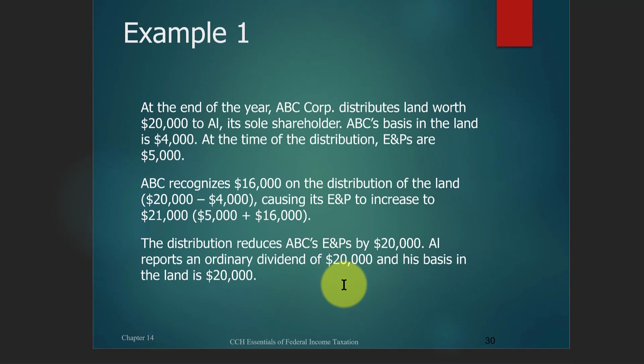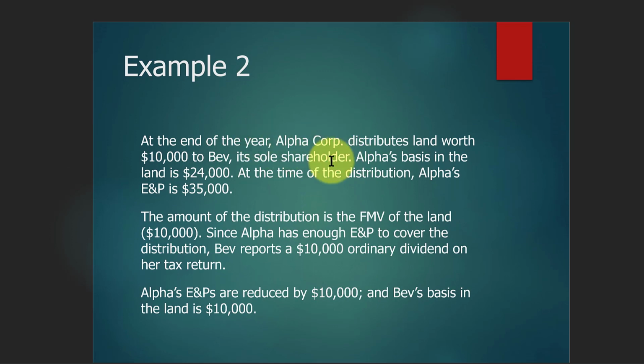Here's another example where we have a Corporation Alpha that has land worth 10,000, but the basis is 24. So we saw in the previous example, we had to pay taxes on the difference when the value was greater than the basis. But here, when the basis is greater than the value, there's a loss, but it's not recognized for tax purposes. In other words, there's no deduction to the corporation.